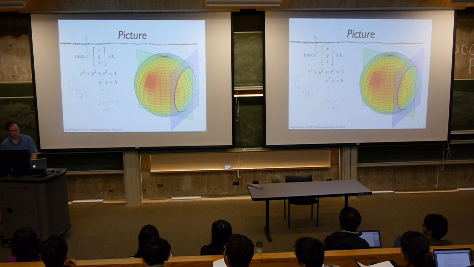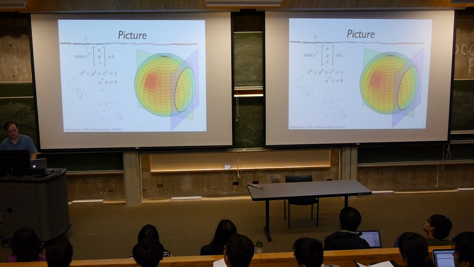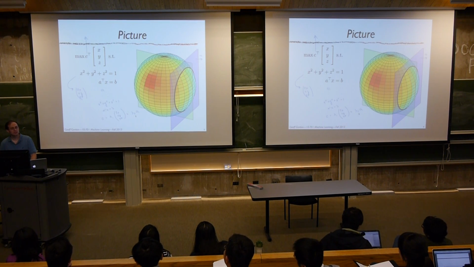And also, what we want is that the gradient of the objective, which is c, can be expressed as lambda 1, the Lagrange multiplier, times 2x, 2y, 2z, plus lambda 2 times the gradient of the second one, which is a, right?